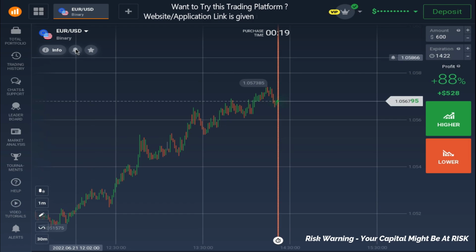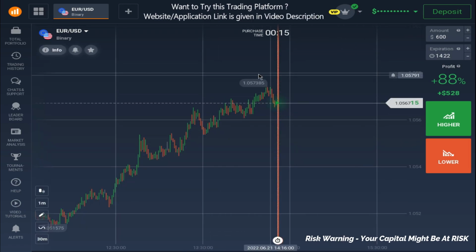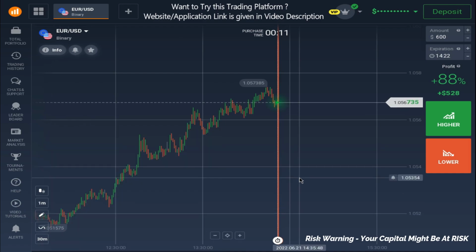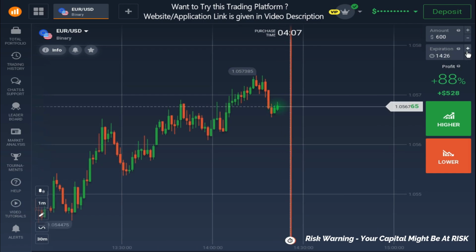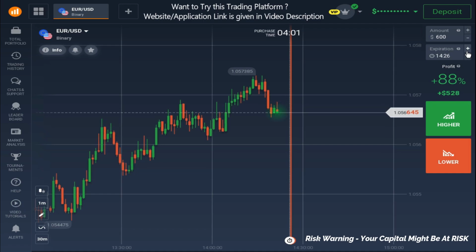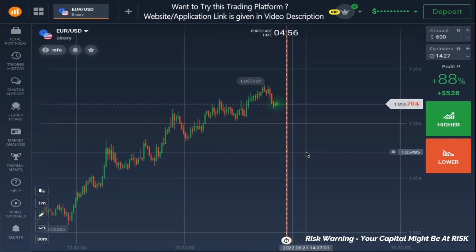This is the Euro US dollar chart, as you can see, and currently we are analyzing the 1 minute candlestick chart, and we are going to take a trade for 5 minutes. This is binary option trading. This is not forex trading, so you don't have to worry about the target and the stop losses. So let's first understand which way the market wants to go.